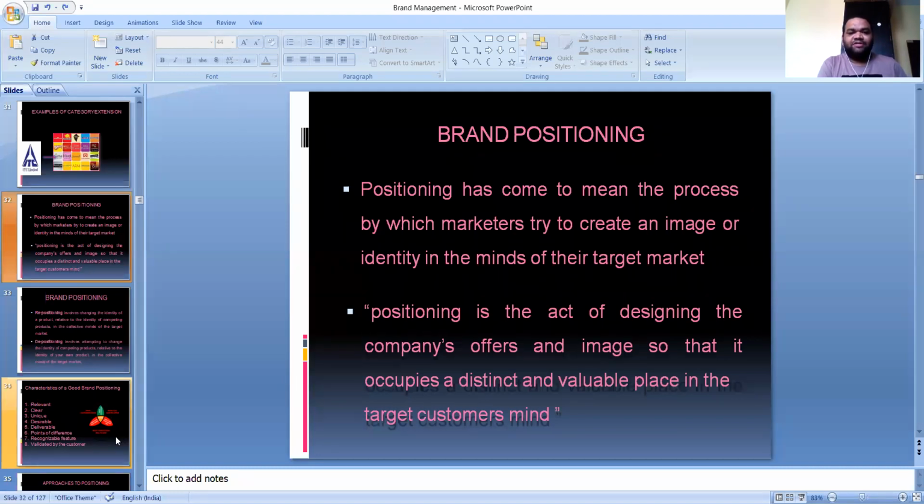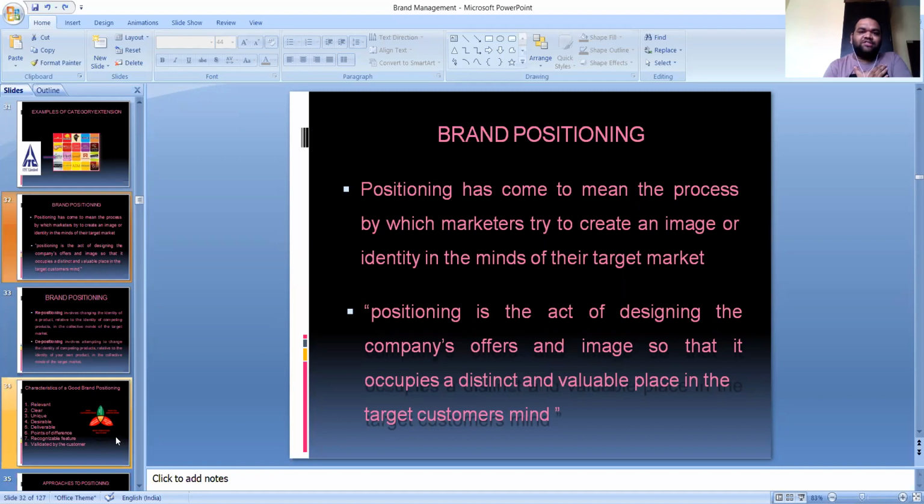So according to Philip Kotler, that is the positioning of a brand. It is very simple. See here, it is the act of designing. In any definition, the words are very important. You have to remember that. So positioning is the act, meaning an action, of designing the company's offer and image. I already said that. What does the company offer? Offer here does not mean sales offers or advertisement offers. What the company offers means how the company satisfies the customer through that product.